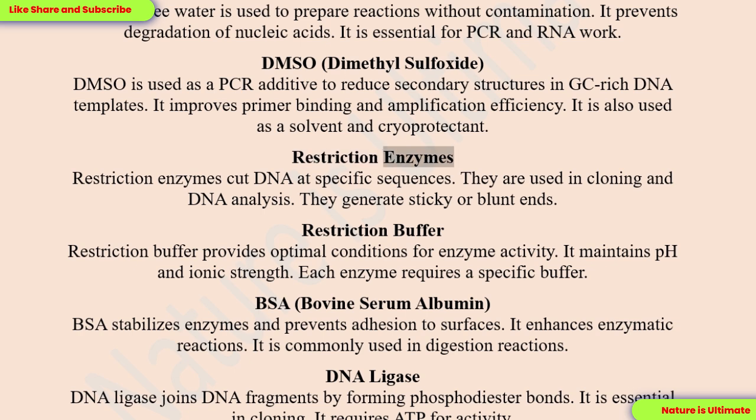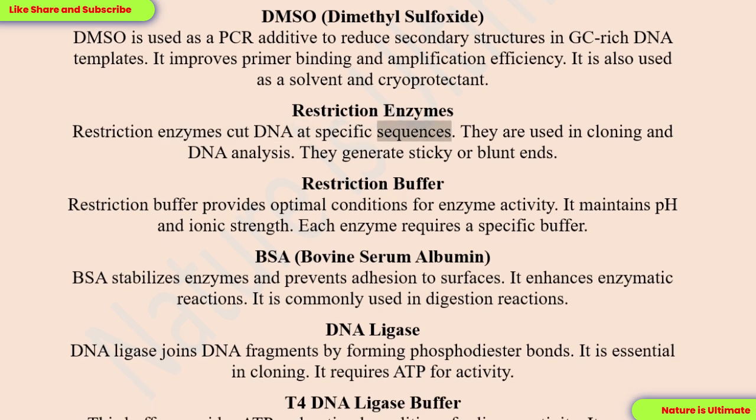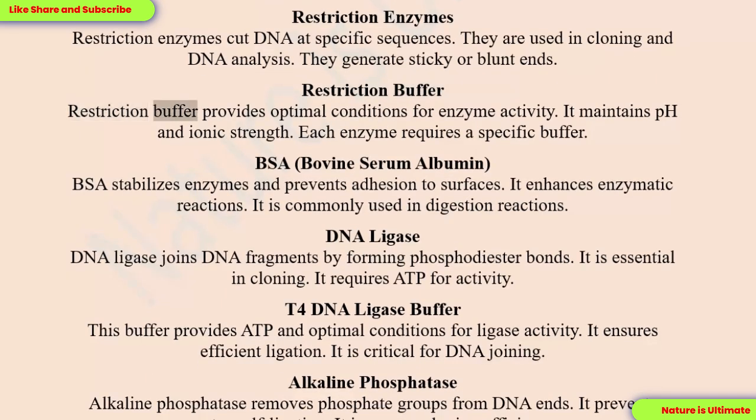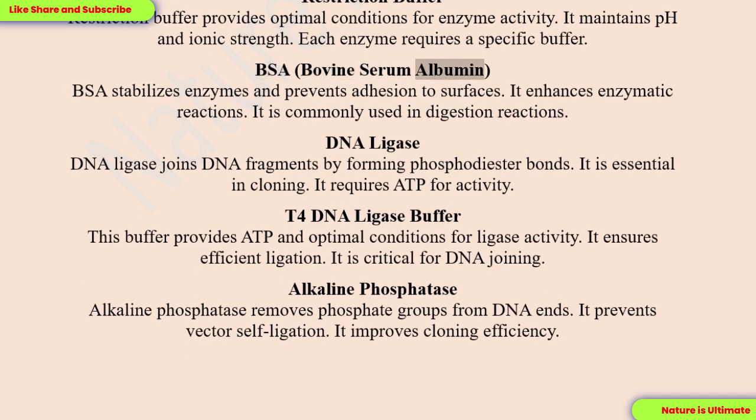Restriction enzymes. Restriction enzymes cut DNA at specific sequences. They are used in cloning and DNA analysis. They generate sticky or blunt ends. Restriction buffer. Restriction buffer provides optimal conditions for enzyme activity. It maintains pH and ionic strength. Each enzyme requires a specific buffer. BSA, bovine serum albumin. BSA stabilizes enzymes and prevents adhesion to surfaces. It enhances enzymatic reactions. It is commonly used in digestion reactions.